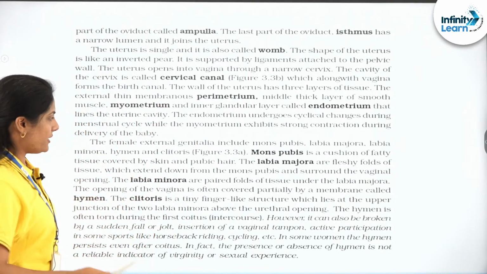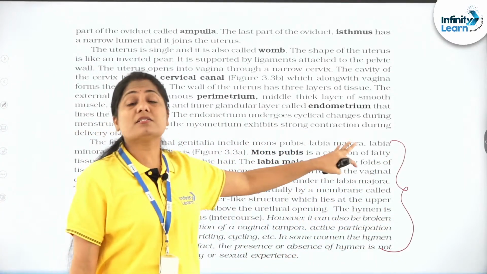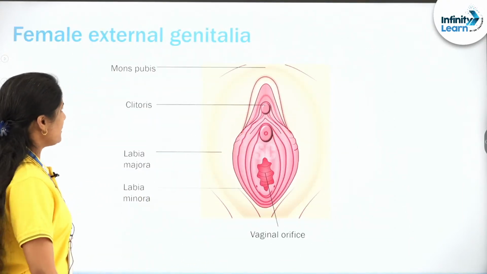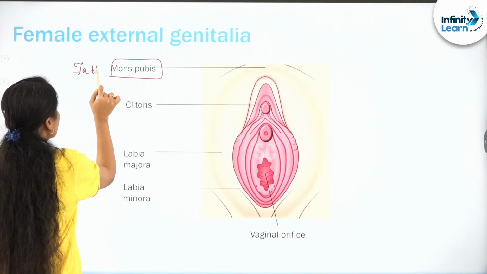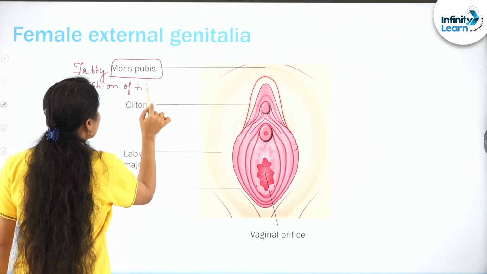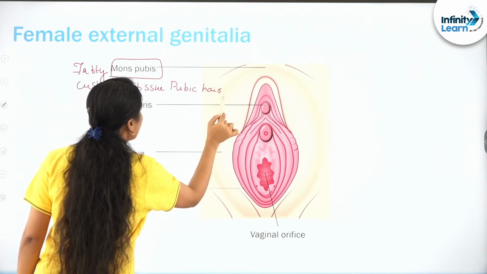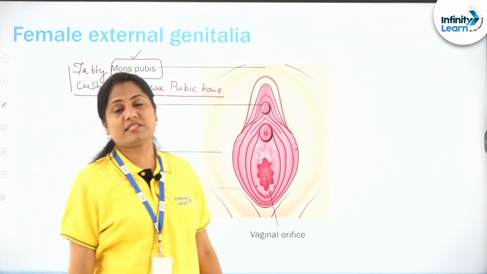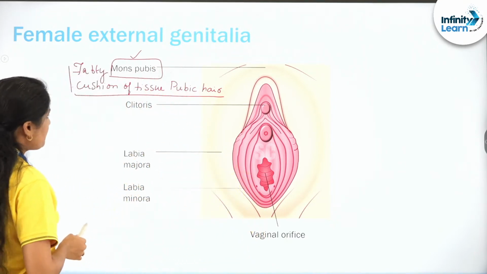So, female external genitalia. To explain this part, I have a beautiful diagram for you, because this is something provided without a diagram as far as your NCERT is concerned, right? Female external genitalia: there is a fatty cushion of tissue which is covered by pubic hair, right? This way the question also can be asked. It's nothing but the mons pubis. It's the fatty cushion of tissue that's covered by pubic hair. It's what is called the mons pubis, right?